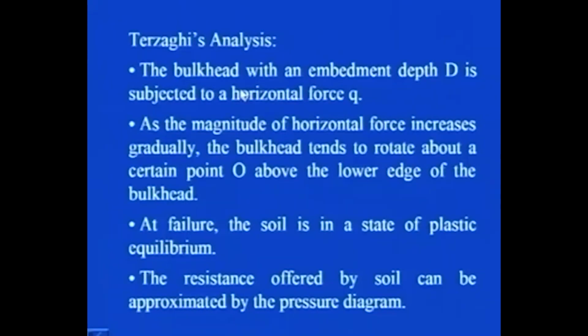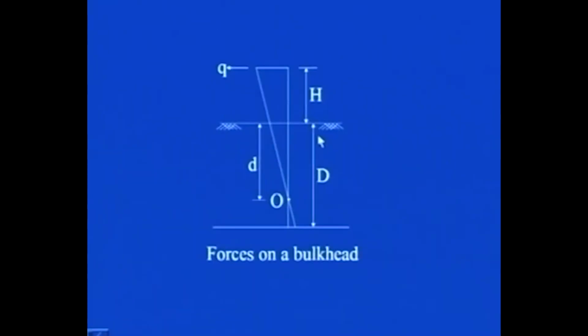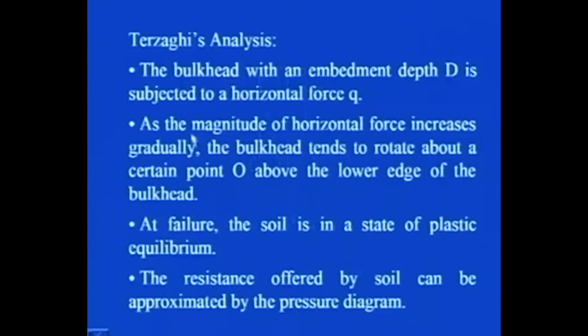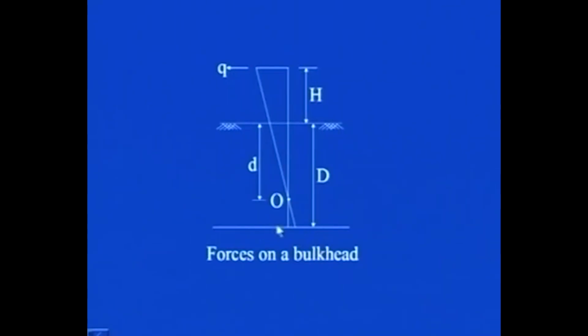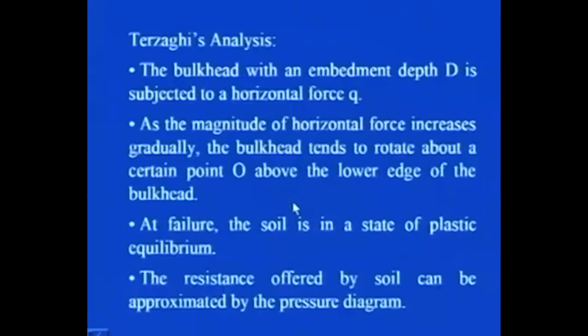The bulkhead with an embedment depth d is subjected to a horizontal force. Here you can see the embedment depth d, and this is subjected to a horizontal force Q. As the magnitude of the horizontal force increases gradually, the bulkhead tends to rotate about a certain point O above the lower edge of the bulkhead. So, as the value of Q increases, it will have a tendency to rotate about a particular point, which is O in this figure, and it is above the base of the bulkhead.